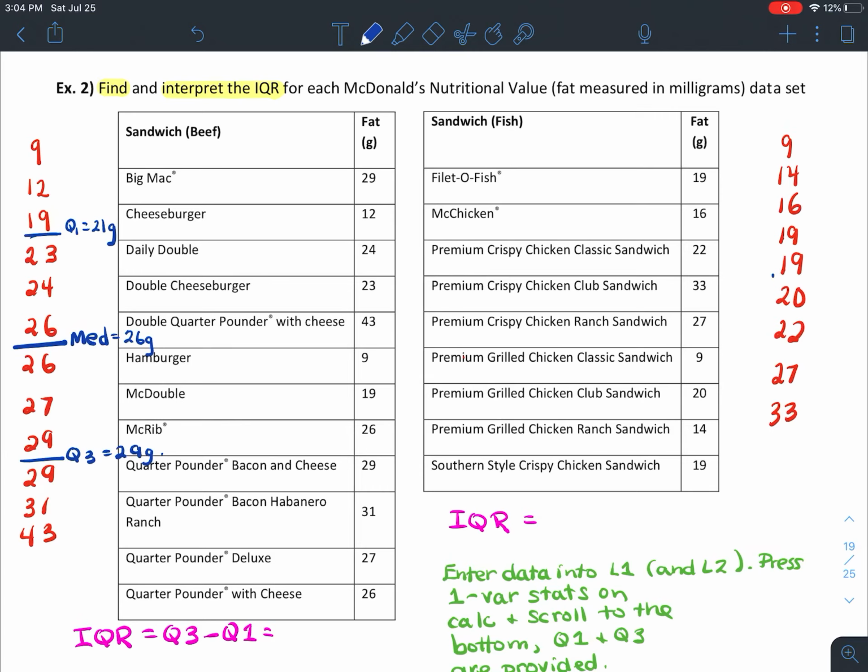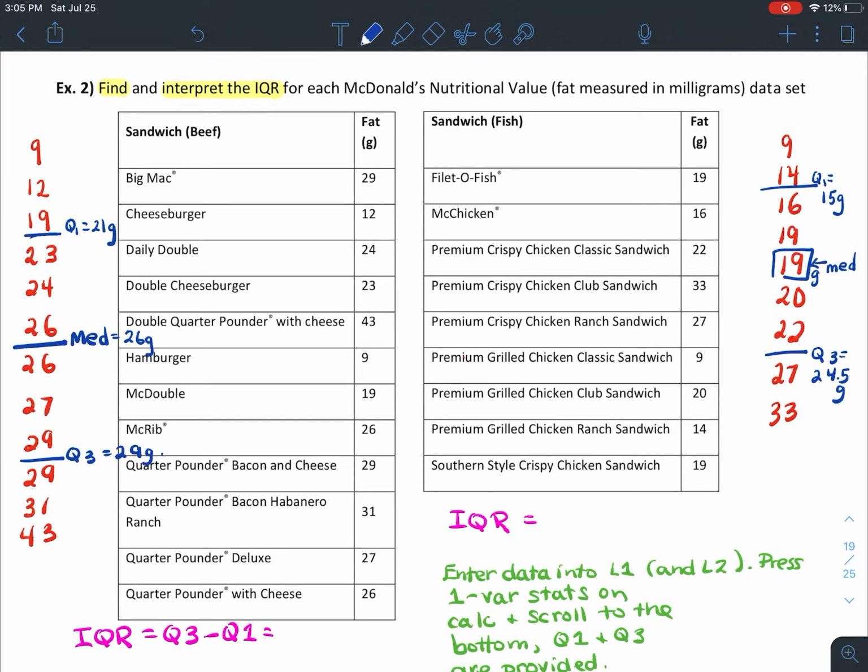I'm going to go ahead and do the same thing over here with the fish and chicken sandwiches. This, though, has an odd number of values in it. So that means the median is right here at 19 grams. But then for Q1, I'm going to have to average 14 and 16 to get 15 grams, and Q3 is the average of 22 and 27 to get 24.5 grams. So here I have Q1, the median, and Q3 for each data set.